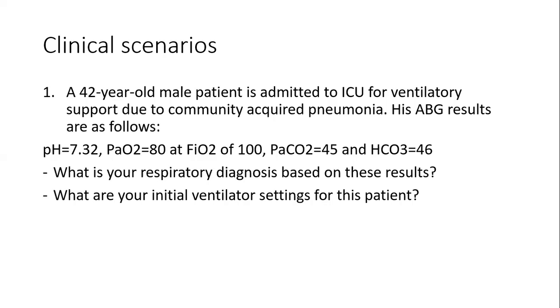His arterial blood gas results are as follows: pH is 7.32, PaO2 is 80 at FiO2 of 100, PaCO2 is 45, and bicarbonate is 26, not 46. That's a mistake, it's 26. So anybody want to try this before we go on? Let's have the basis of what you already know. What is your respiratory diagnosis based on this result, and what are your initial ventilator settings for this patient?